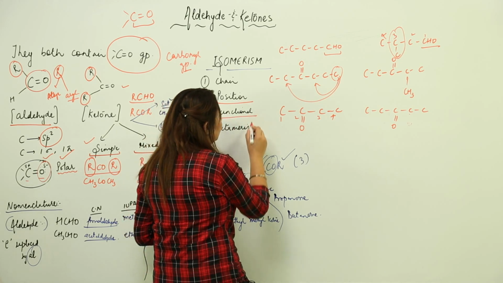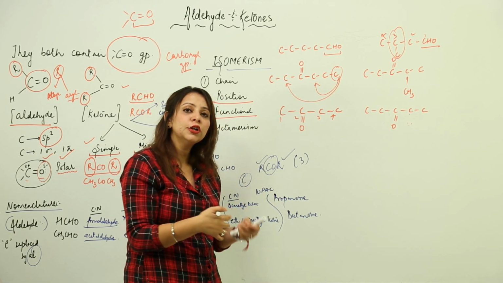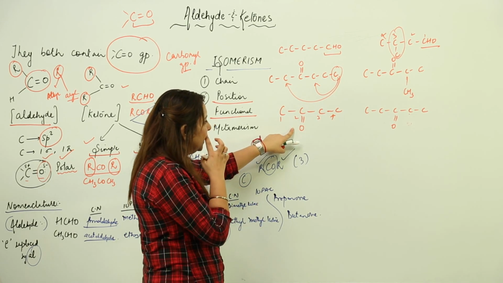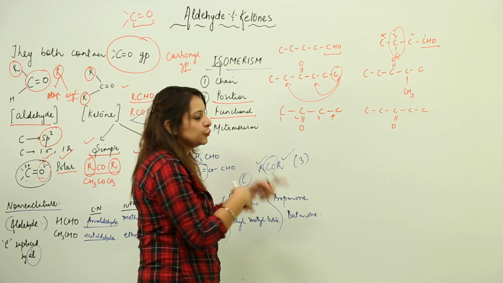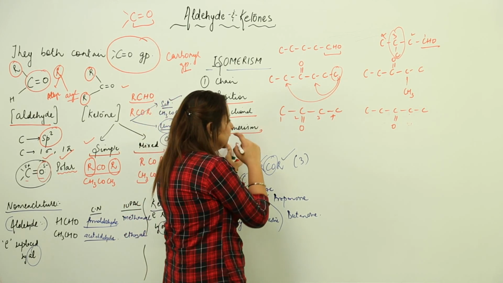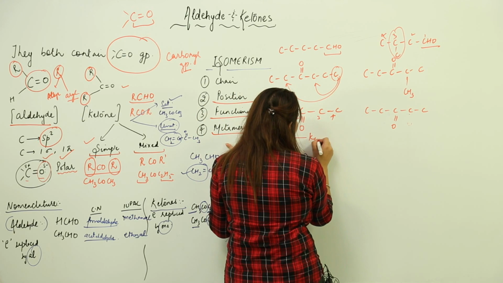Third is functional group isomerism, in which the functional group itself will get changed. For example, if you talk about this thing, this gets converted into an ether, right. So likewise we have metamerism. Metamerism is a kind that is particularly shown only by ketone.